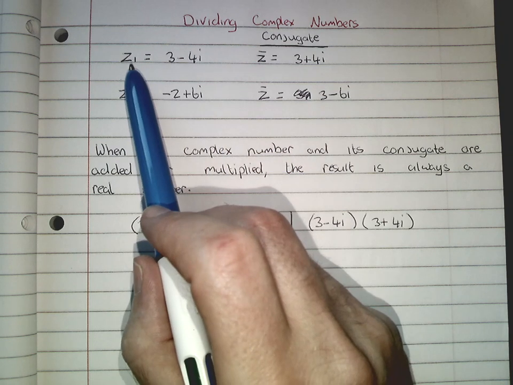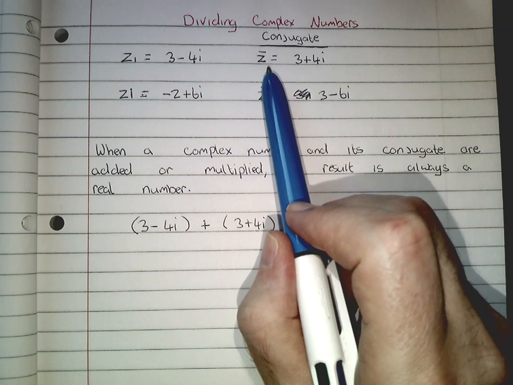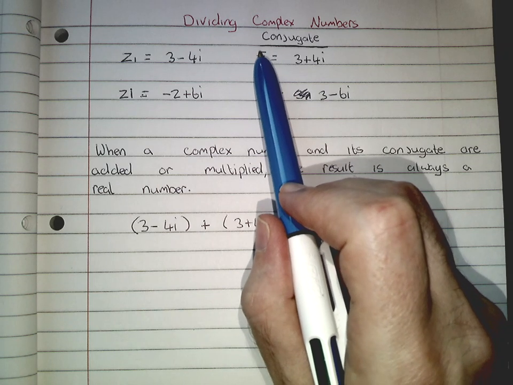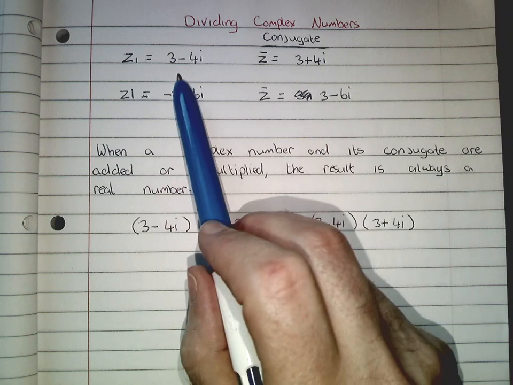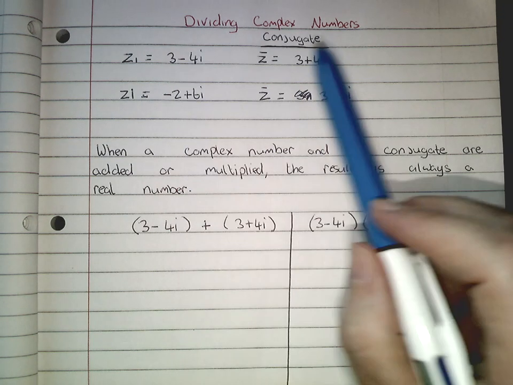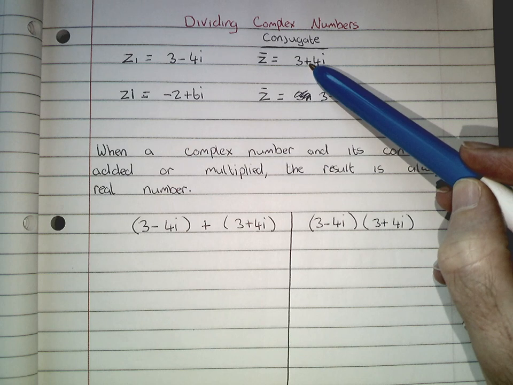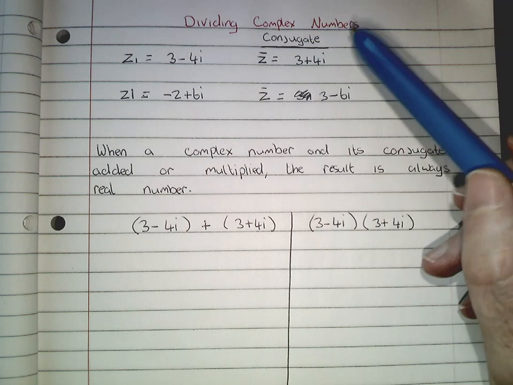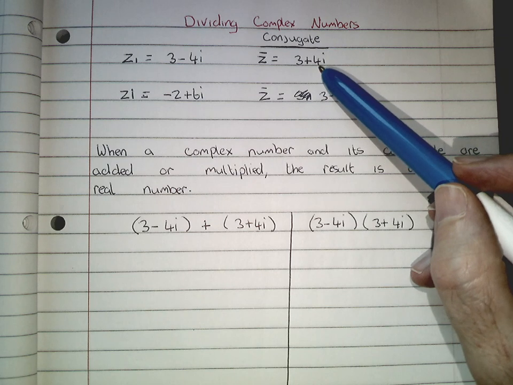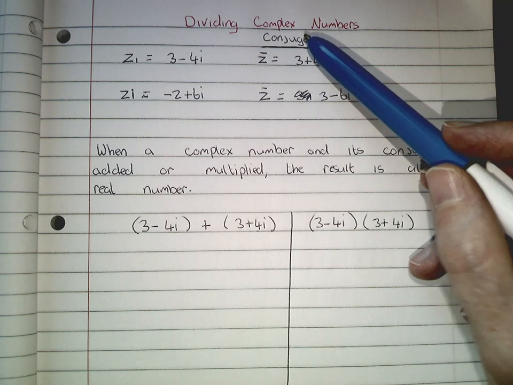Now, if I want to get its conjugate, the symbol we use to represent the conjugate is a Z with a bar over the top, like so. To get the conjugate of a number, we just take the complex number and change the sign in front of the imaginary part. So for example, this is minus 4i and we change it to plus 4i. This is what's called a complex number's conjugate.